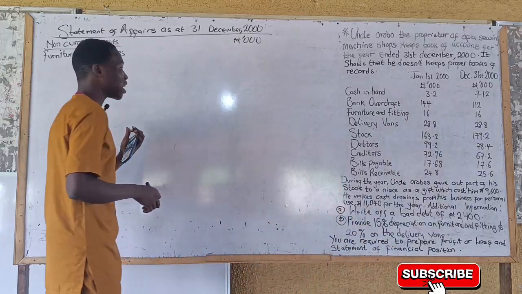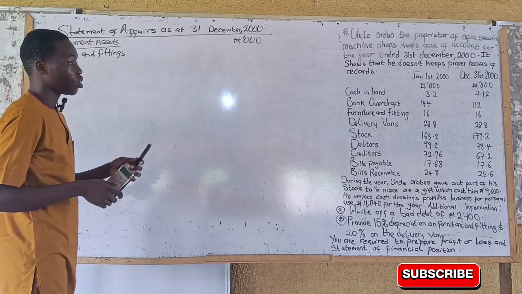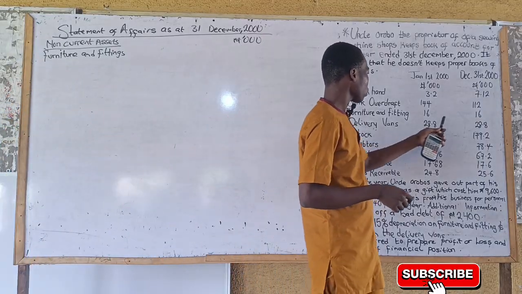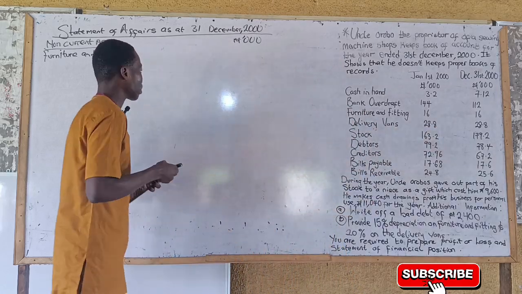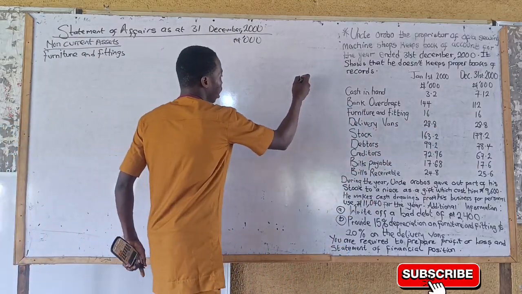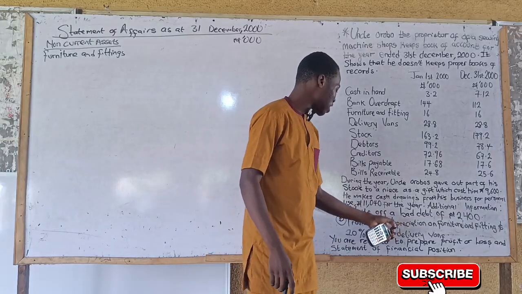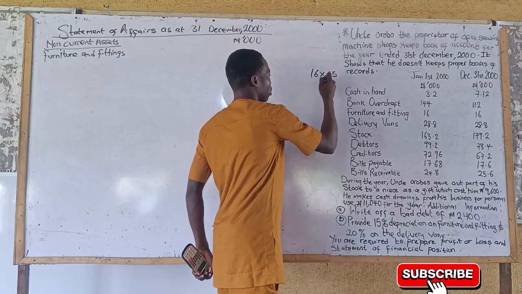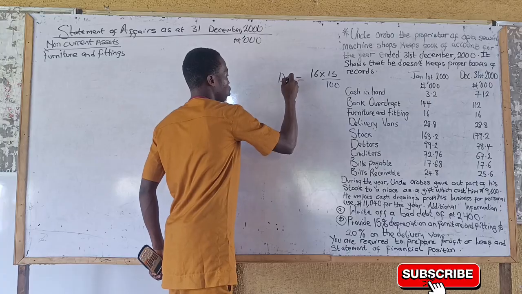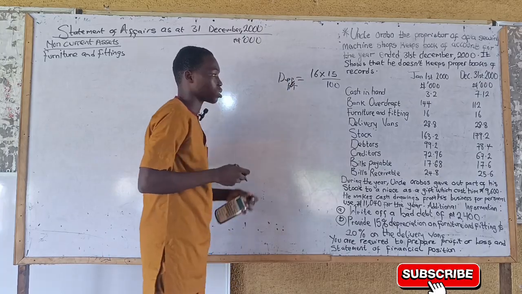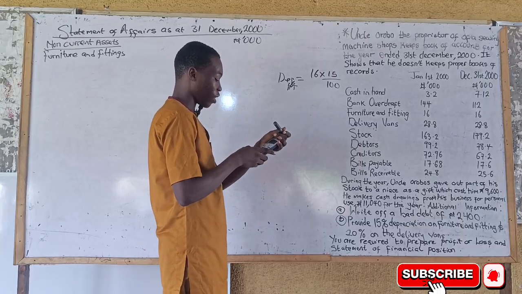So here we are going to provide for the depreciation on furniture and fittings. Don't forget the furniture and fittings as at 31st December is 16, right? To calculate it, it is going to be 16 multiplied by the depreciation percentage, that is 15%, multiplied by 15 divided by 100. So this is for furniture and fittings. We have 16 multiplied by 15 divided by 100.